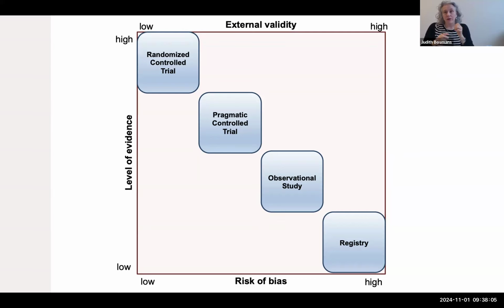But the external validity of the findings from a randomized controlled trial are often quite low because of these problems that I described just now. The risk of bias, however, is very low as well. So we have a high level of evidence because of the low risk of bias, but often low external validity.